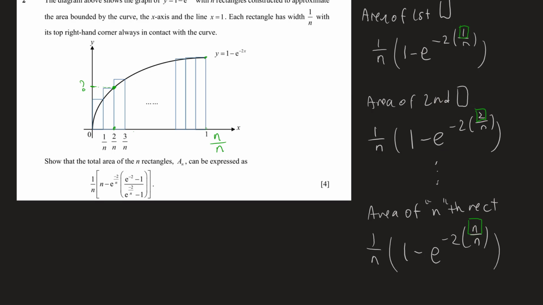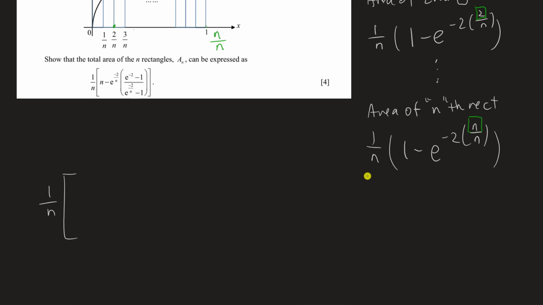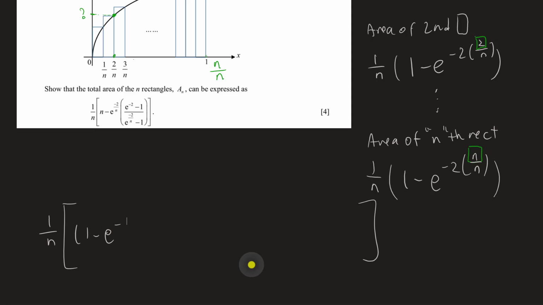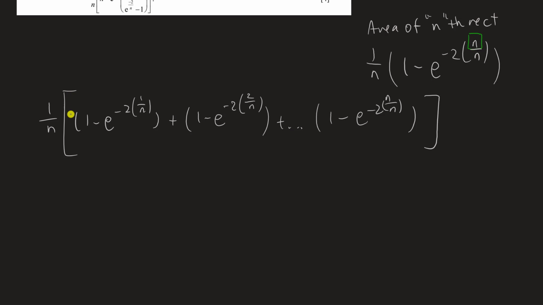Now we are done with the hard part, so let's generate the summation. If you're not very comfortable, never mind, just write all of these down. I'll get 1 over n. I'll factorize out all the 1 over n's. The first number is 1 minus e to the power negative 2, 1 over n, plus 1 minus e to the power negative 2, 2 over n, plus all the way until 1 minus e to the power negative 2, n over n. This rectangular bracket can be expressed as a summation.